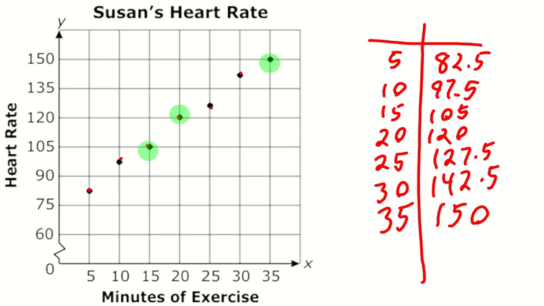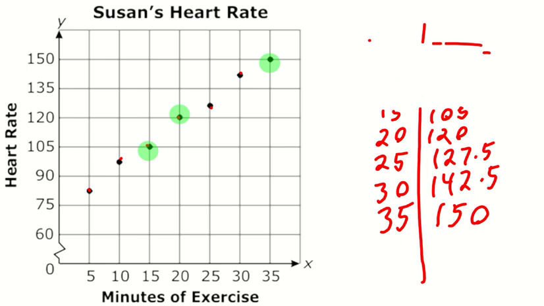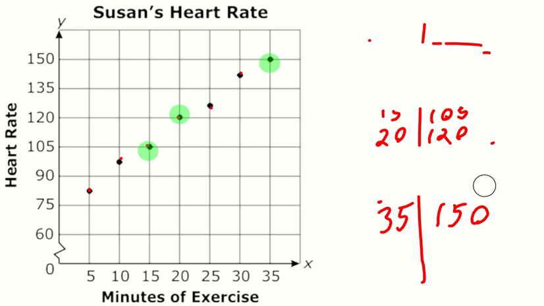So what we're going to do, oops, I'm erasing too much. You see these 3 points? Oops, that should be 15. That should be a 15 and a 105. The 20 and 120. And then 35 and 150. Go ahead and put just those 3 into your table. Then whoever gets your equation first, raise your hand and let me know what you got.